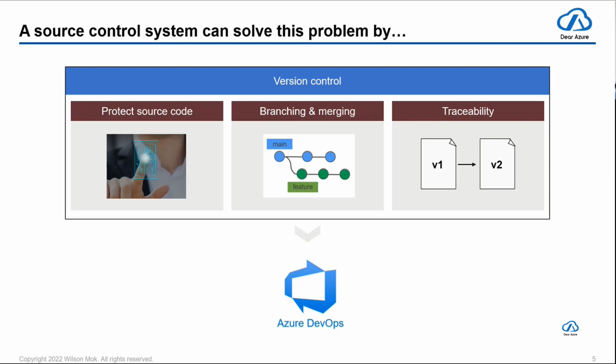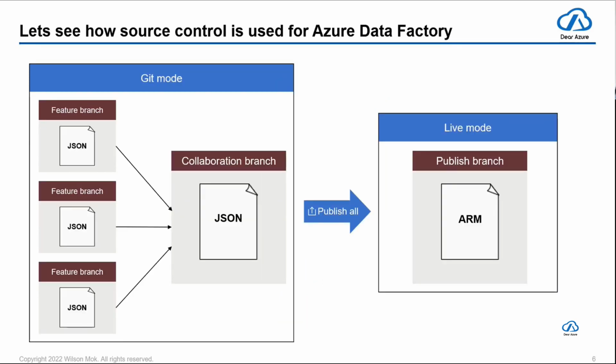So in Azure, we have two services available for source control. There's the Azure DevOps Git repository, and Azure also supports the GitHub Git feature as well. In our presentation today, we will focus primarily on Azure DevOps. So let's see how source control is used for Azure Data Factory.